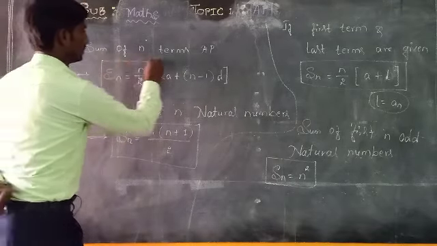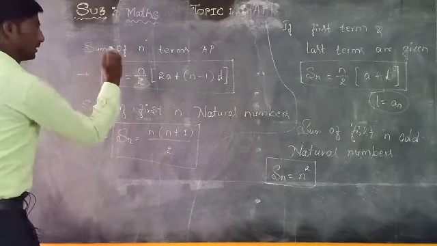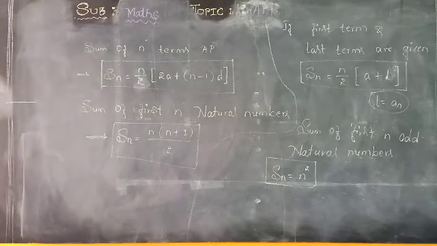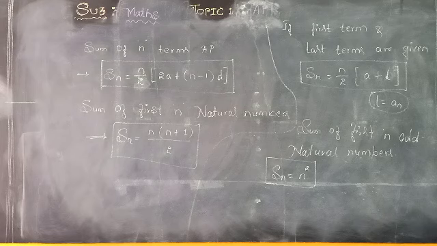For the next class, you are requested to remember the 4 related formulas. Sum of n terms of AP: Sn is equal to n by 2 of 2a plus n minus 1 of d. Sum of first n natural numbers: Sn is equal to n of n plus 1 divided by 2. If first term and last term are given, Sn is equal to n by 2 of a plus L, where L is nothing but the last term, an, the nth term. And finally, sum of first n odd natural numbers: Sn is equal to n square. Thank you everyone.